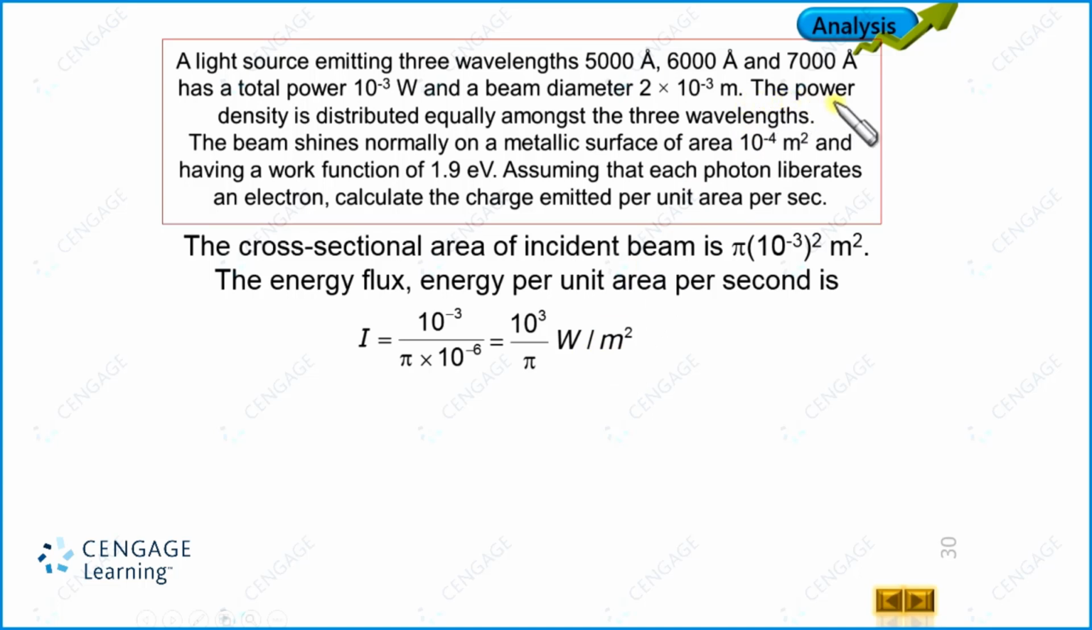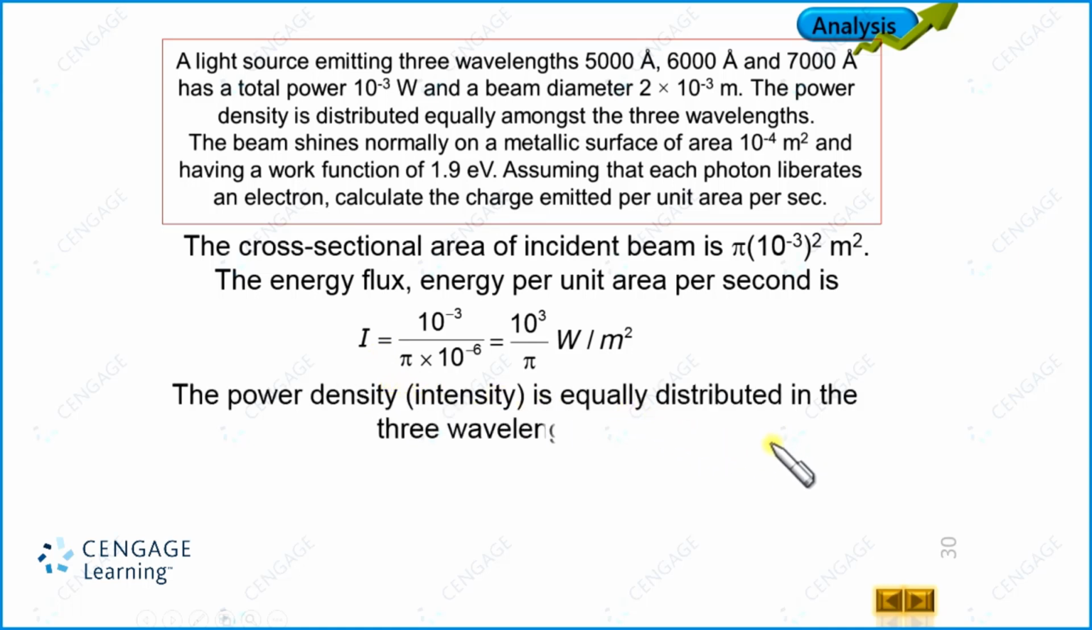Now let us move to the next part of the question. It is given that the power density is distributed equally amongst the three wavelengths. That means I1 equal to I2 equal to I3, that is equal to I by 3. So we got the intensity of the radiation associated with each wavelength. This I is equal to 10^3 divided by π. So I1 equal to I2 equal to I3 equal to 10^3 divided by 3π watt per meter square. Okay, now move to the next task.